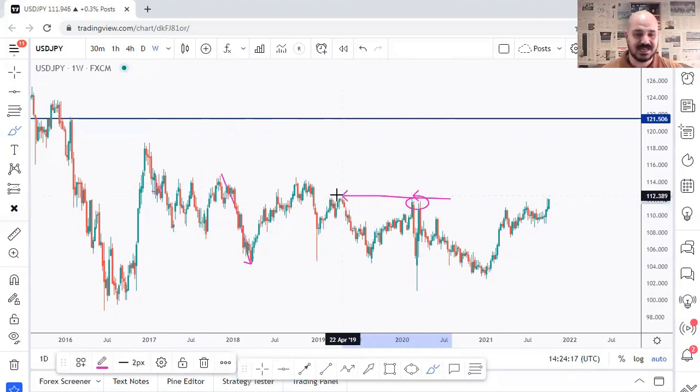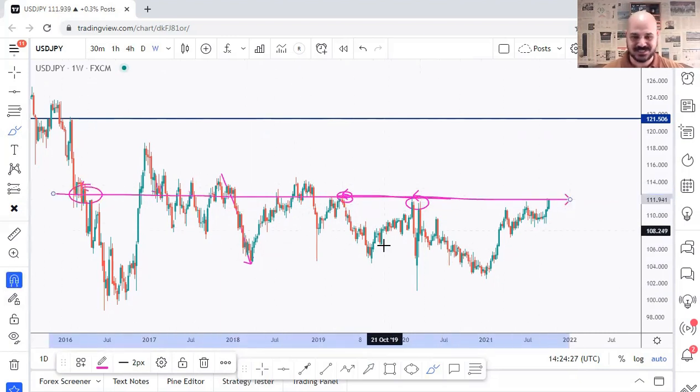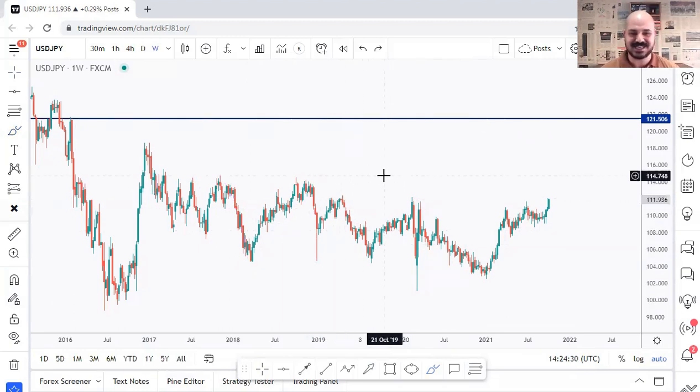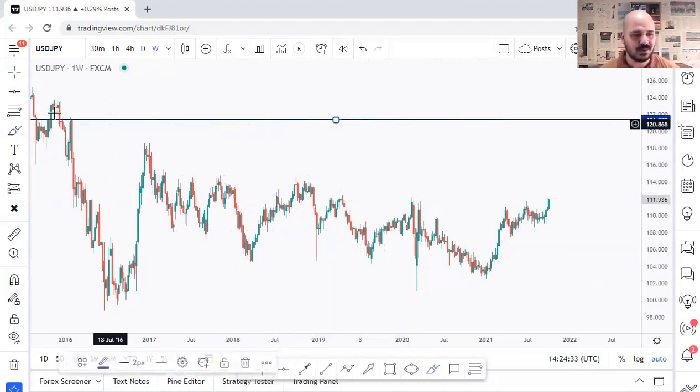So this is one, and we can also connect this one here, right? So this is actually a strong support and resistance area, and we also have this one. So this is a strong support and resistance. Anyway, we will check it out in a bit. We can only connect one here, so it's not that strong.